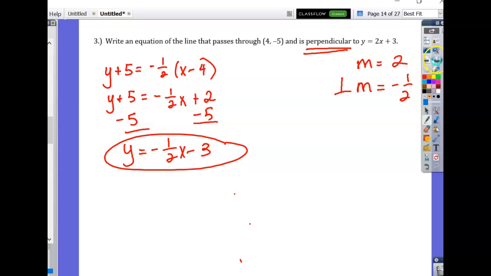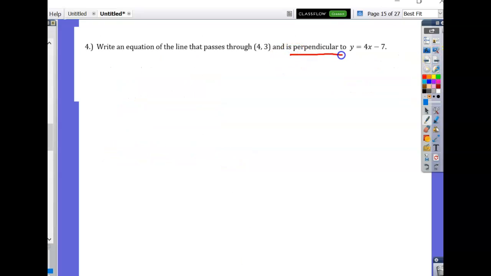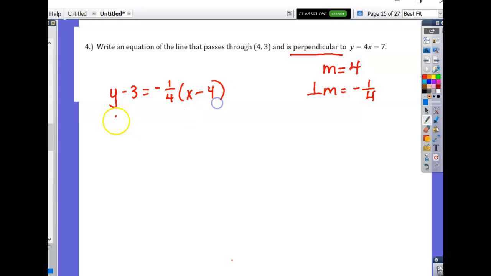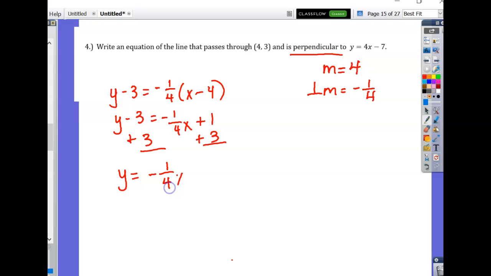Alrighty, looking at number 4. Why don't you try number 4, maybe pause it and try it. Again, we're perpendicular. We're lucky these are all in slope-intercept form, so it makes it easy to find the slope. The perpendicular slope is going to be -1/4. We use that new slope in point-slope form. y - 3 = -1/4(x - 4). After I distribute, I get -1/4 x + 1. Then I'm going to add 3 to both sides, so y = -1/4 x + 4.